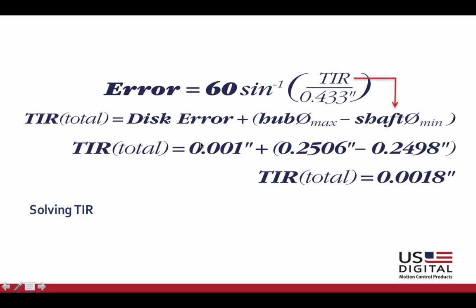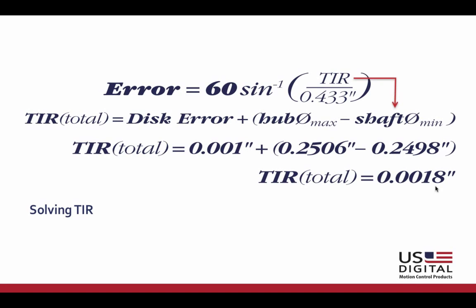So the first thing we have to do is calculate our total possible total indicated runout. Once again, we take our disc error that we know is 0.001, then we take our maximum hub diameter, which in this case is 0.2506, and we take our shaft diameter, which is 0.2498. This results in a total possible runout of 1.8 thousandths of an inch, 0.0018 inches.